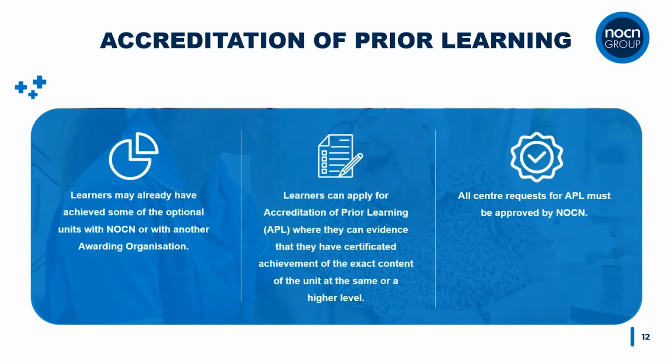So as the optional units are updated units to the previous existing units, it is possible for learners to use APL for achievement of previous optional units. The difference between the existing and the new optional units is that the new optional units will have some learning outcomes and assessment criteria removed. And within the appendix of version 2 of the new specification, there will be a mapping showing what content has been taken out of the new units.